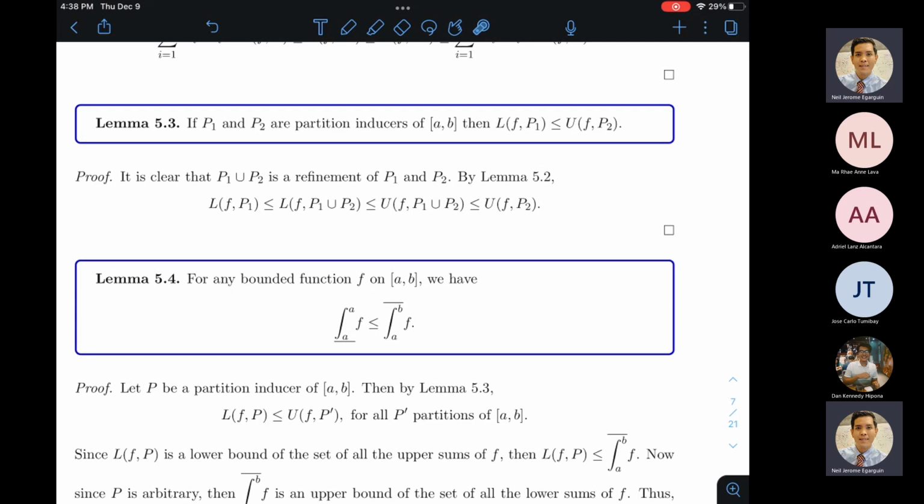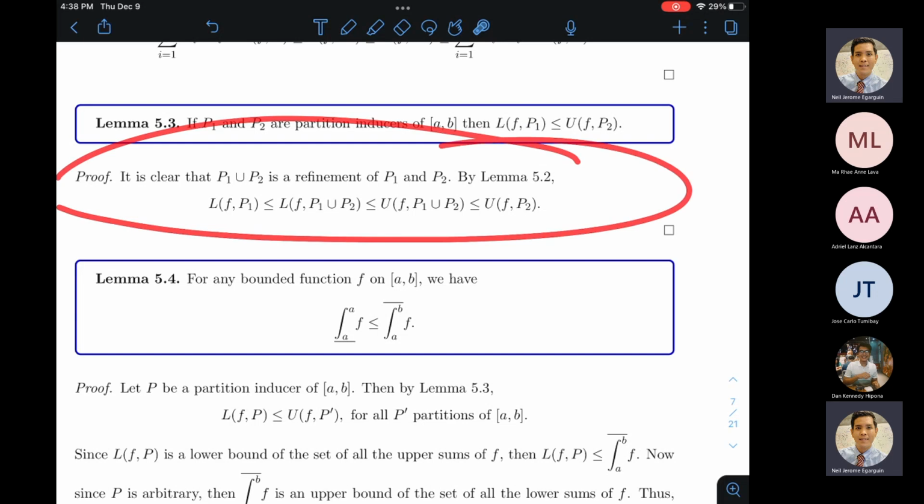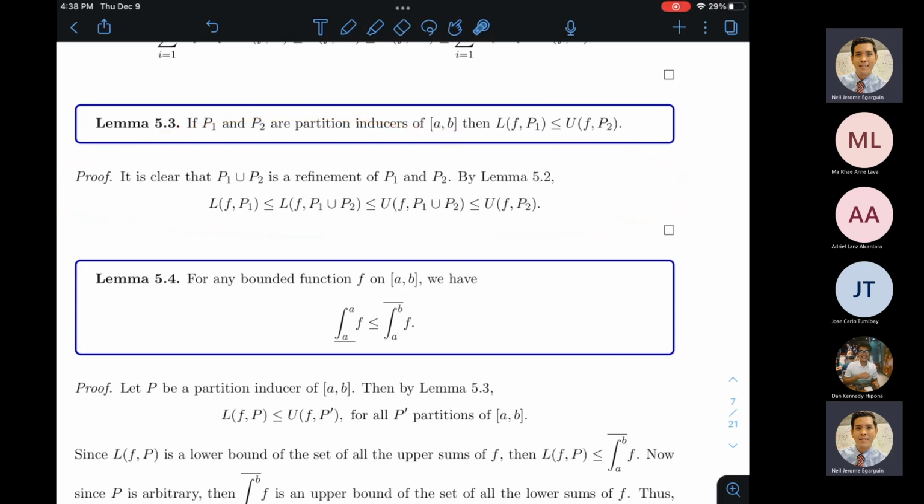So it makes sense to compare them when you have the same partition inducers. But Lemma 5.3 is telling us, hold on, that is not just the case. Mas generic yung property na kahit ano pang partition inducer yung gamitin mo, kahit magkaiba pa yung partition inducers, yung lower Riemann sums ay laging mas maliit kesa sa upper Riemann sums, regardless of what the partition inducer used for each of those sums are. Posibleng magkaiba. The proof is quite clever. It will use Lemma 5.2.